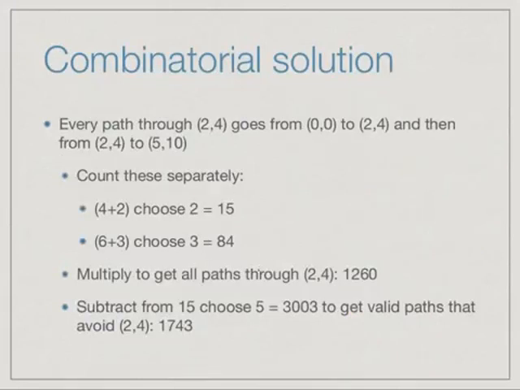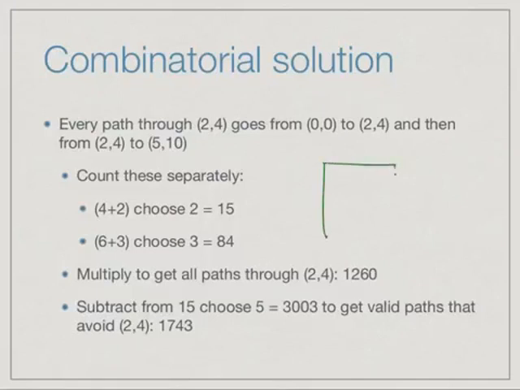So again, we can use a combinatorial argument. In order to be blocked, a path must go to 2, 4 and then from 2, 4 to 5, 10. So if we could only count how many paths go from 0, 0 to 2, 4 and then how many paths go from 2, 4 to 5, 10, these are all the bad paths. So we can count these bad paths and subtract them from the good paths. How do we count the bad paths?